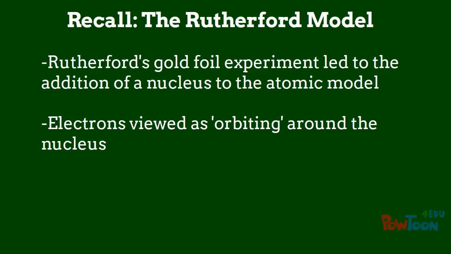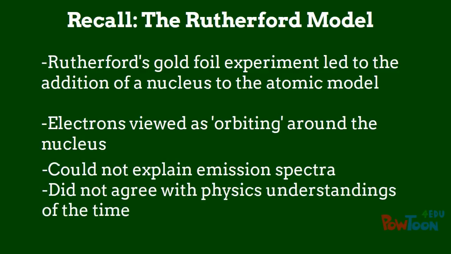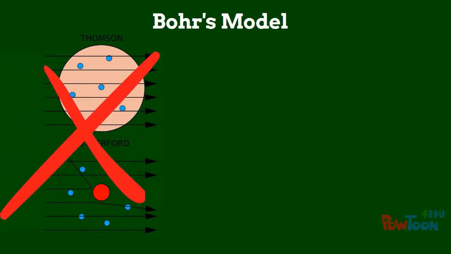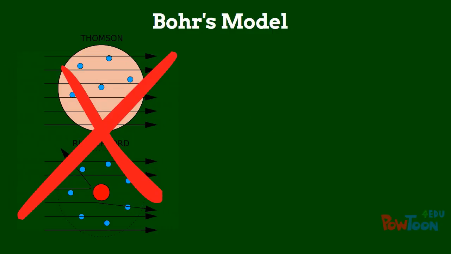This didn't explain some of the observations of atoms, such as their emission spectra. In other words, atoms, especially metals, were known to give off light of different colors when heated. It also didn't agree with Maxwell's theories in physics. According to physicists, an atom such as Rutherford proposed would implode in a matter of seconds. Clearly, more changes needed to be made to the model.